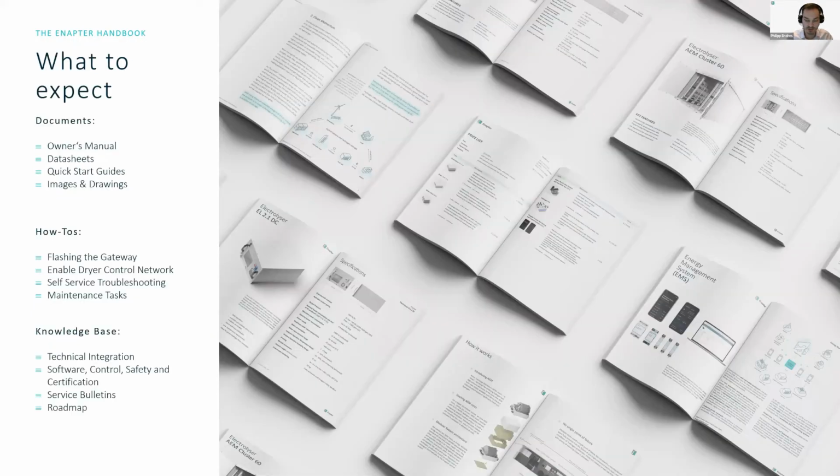Okay, what to expect from the handbook. We have different documents there, for example, the owner's manual, the data sheet, quick start guide, images and drawings that are free to download. Then we have different how-tos about how to flash the gateway, about the dry control network, but also about maintenance tasks and everything. And very important as well, the knowledge base.